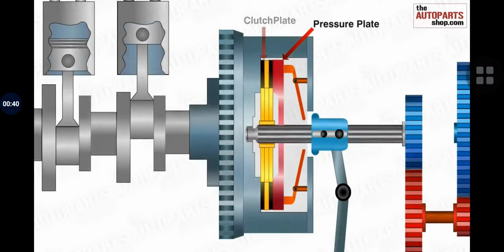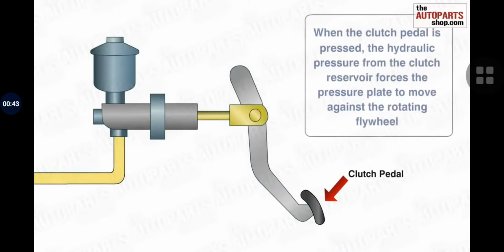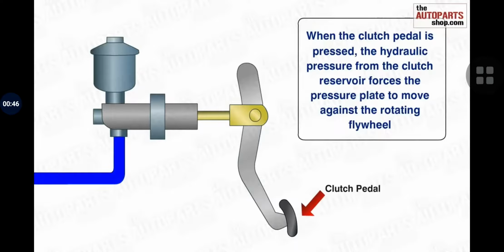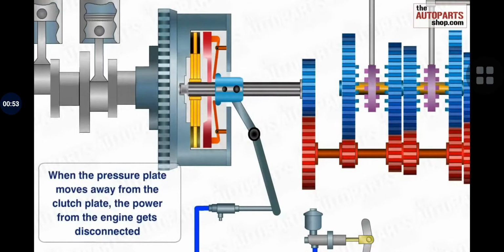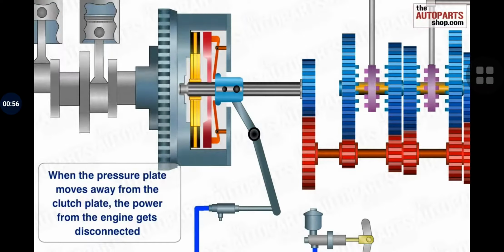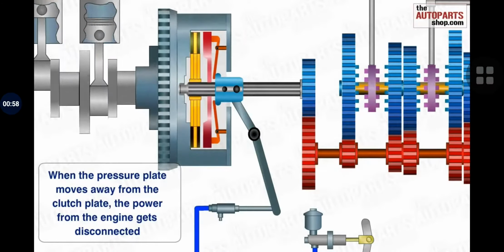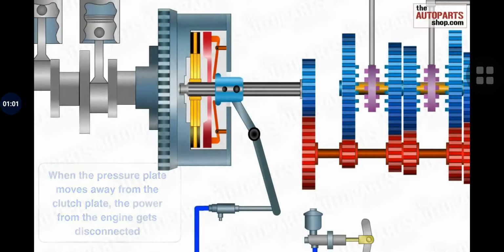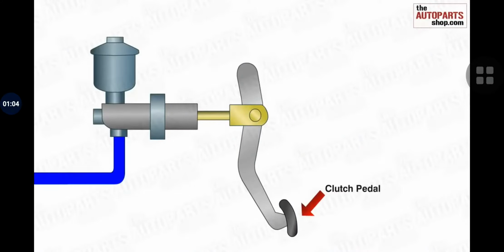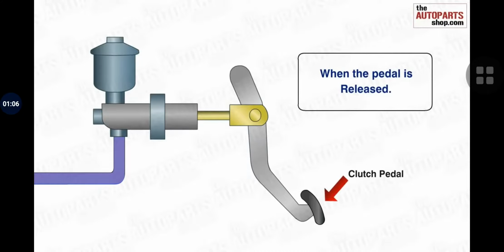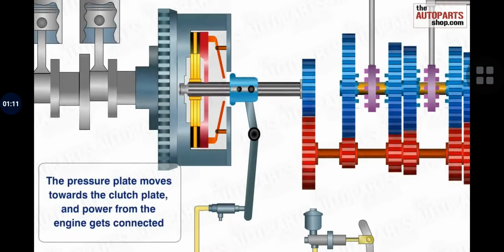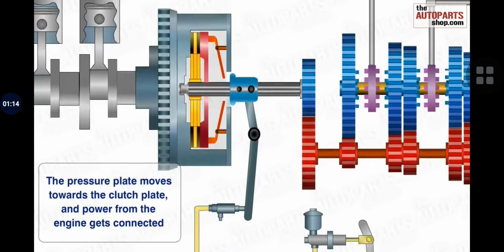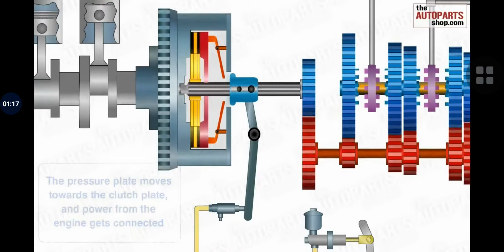The clutch is connected between the engine and the gearbox. When we press the clutch pedal, the hydraulic pressure presses the pressure plate against the rotating flywheel so that it will disengage, so the gear can shift easily. When we release the clutch pedal, the clutch will be engaged. During that time, the power will be transmitted from the engine to the transmission system. See the animation.